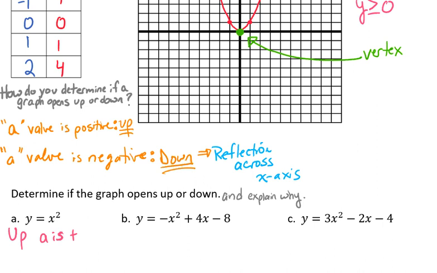If we look at letter B, we have y equals -x squared plus 4x minus 8. Here, our a value is negative. So because that's negative, our graph is going to open down. And that is because our a is a negative value. I want you to try letter C on your own. So push pause, and then when you're done, push play, and let's see if you are correct.